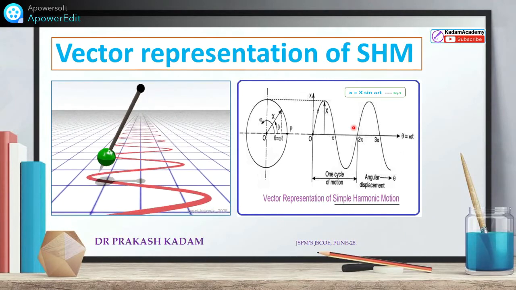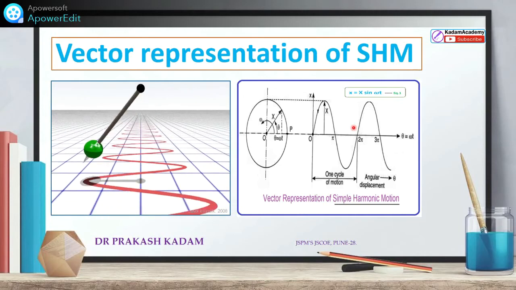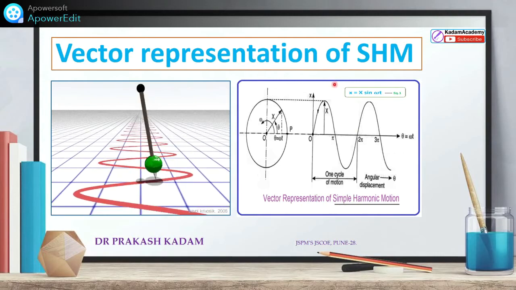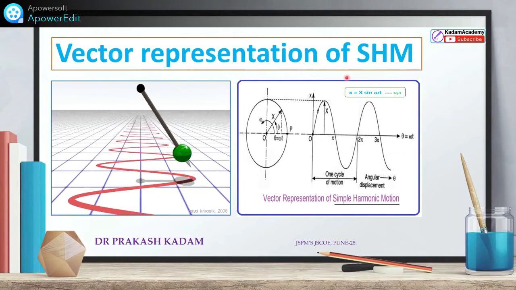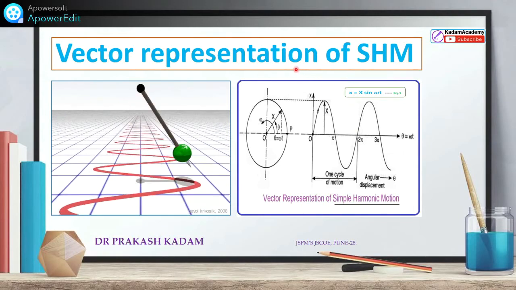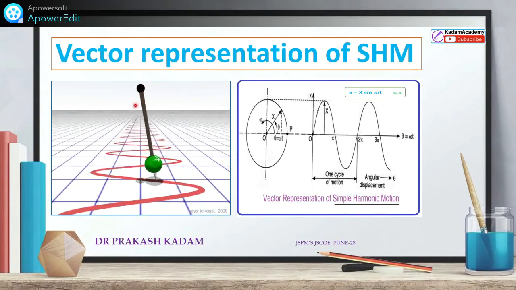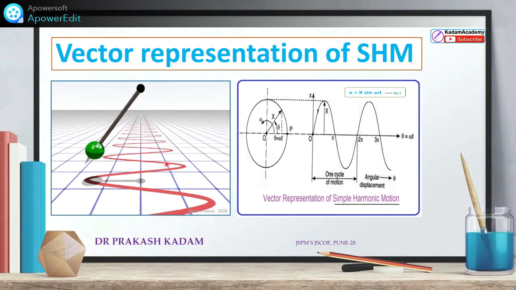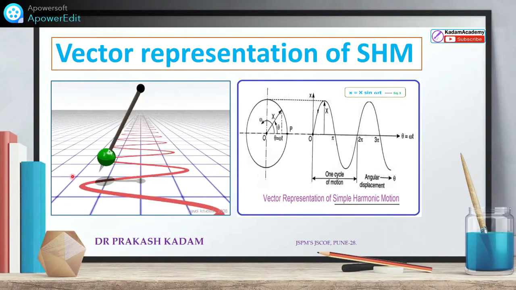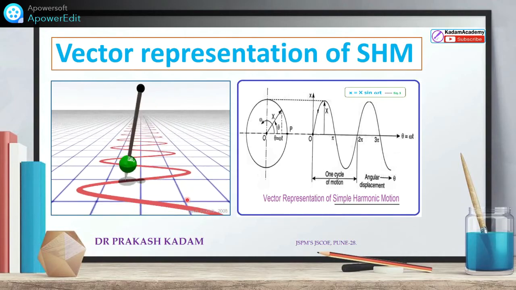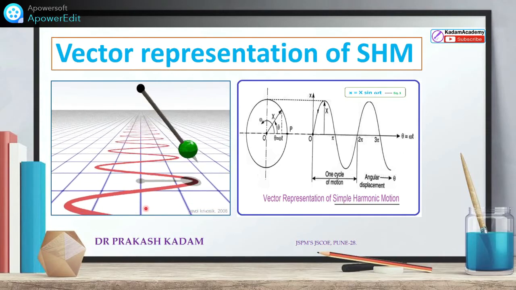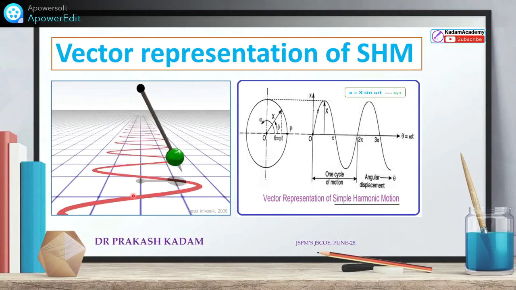Myself Dr. Kadam. I am going to present today the vector representation of SHM. SHM is the simple harmonic motion, the repeated motion. See, this is one of the pendulum systems. It is moving in a repeated manner, to and fro motion. It will create one wave, that may be a sine wave or cosine wave.